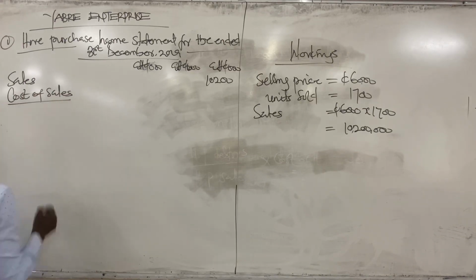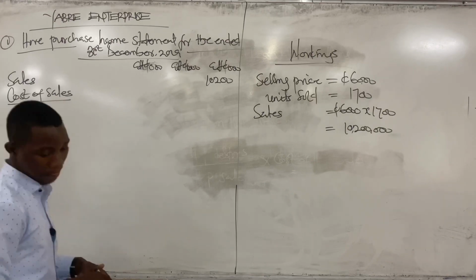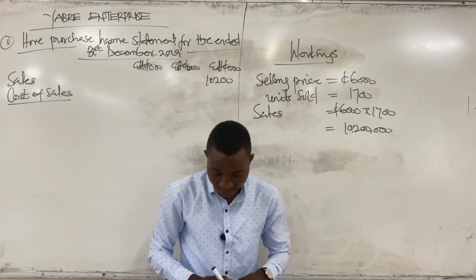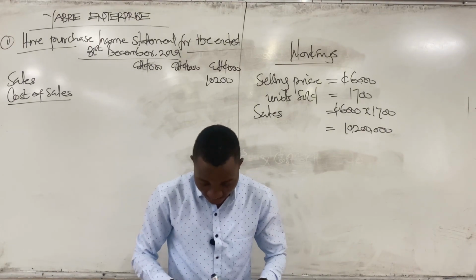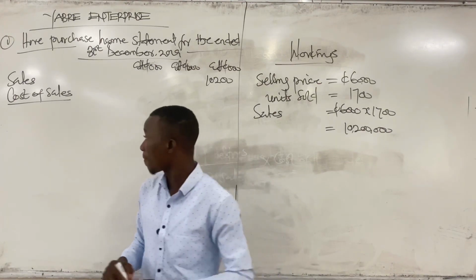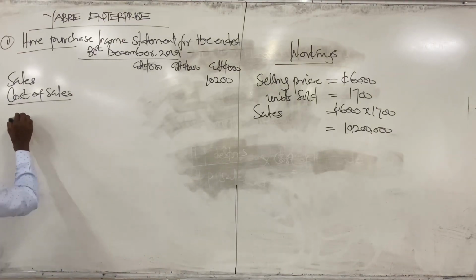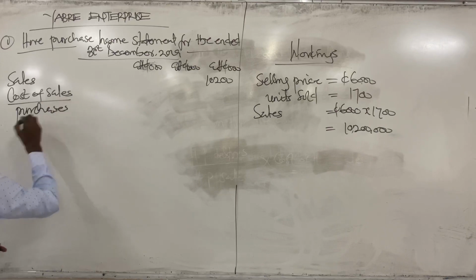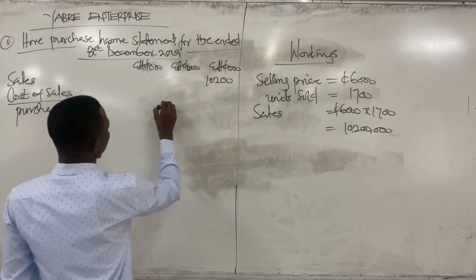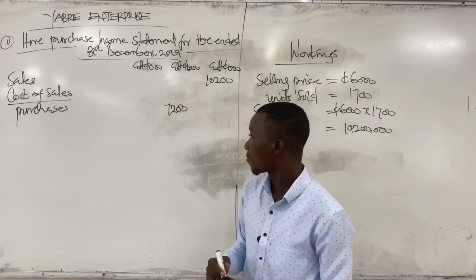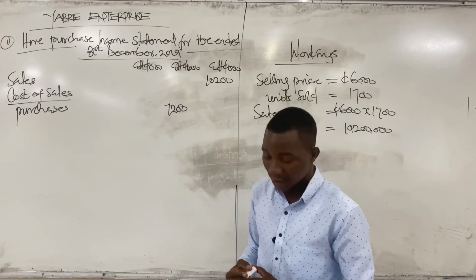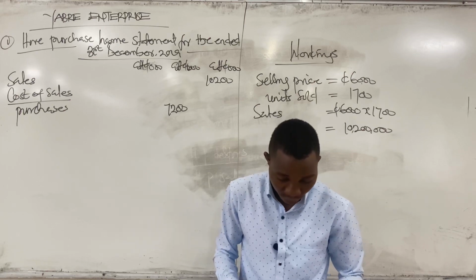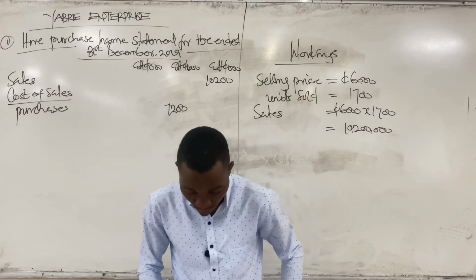So we are lessening the cost of sales. With the cost of sales, there is no opening inventory in this question. So the next item we can see is the purchases amount. So we have purchases of an amount of 7,200. After recording the purchases amount, there are no adjustments to be made on purchases. So we have to go through the question and see if there is a closing stock.